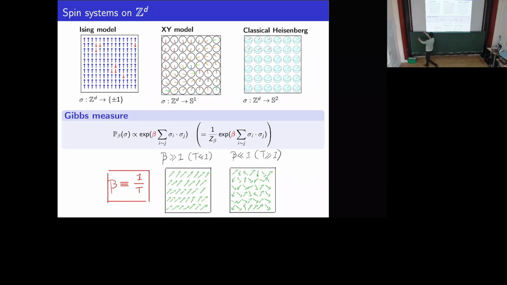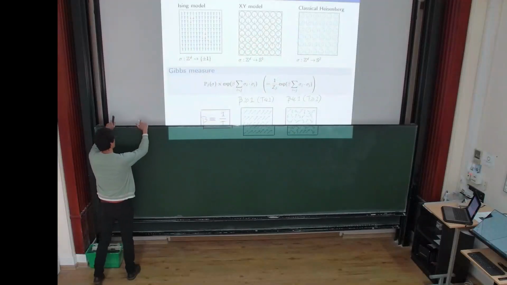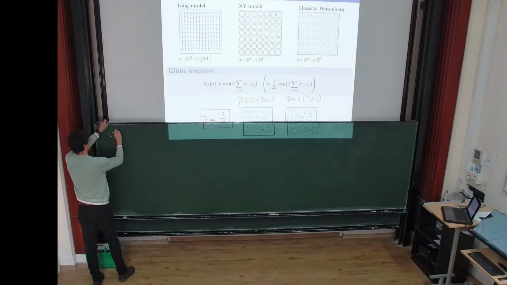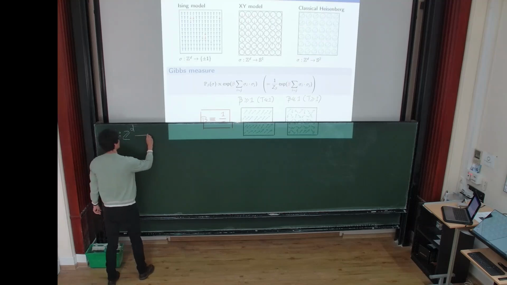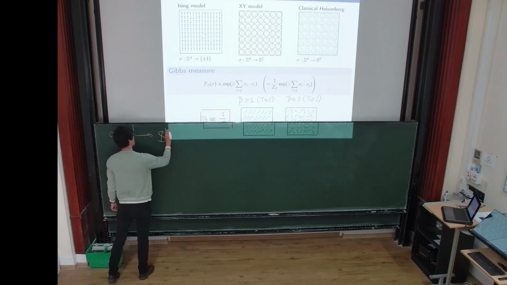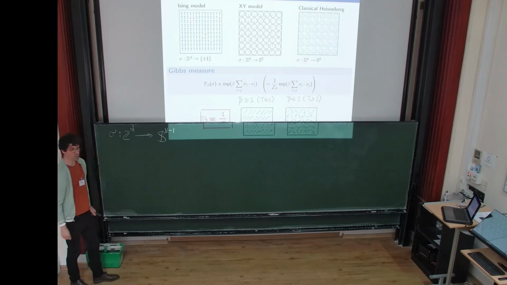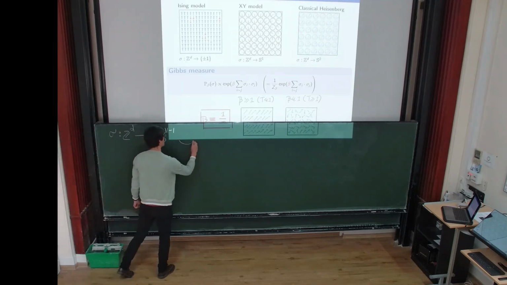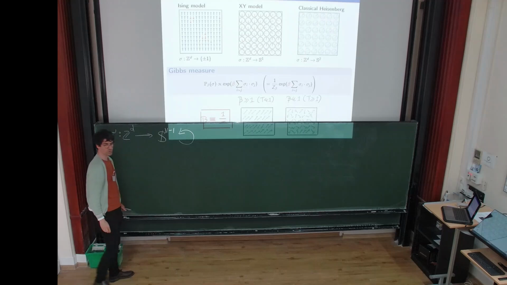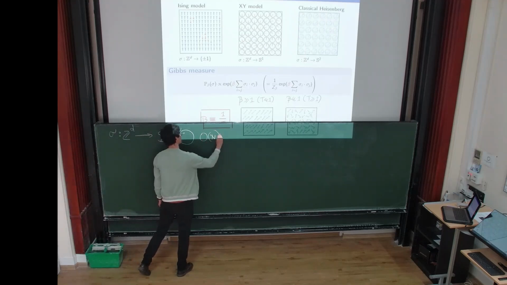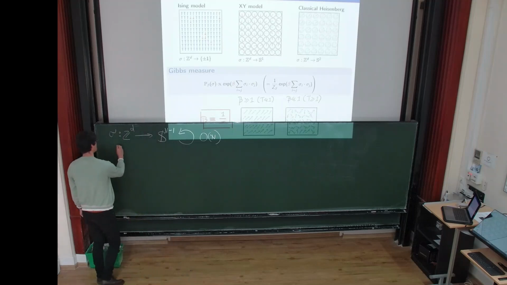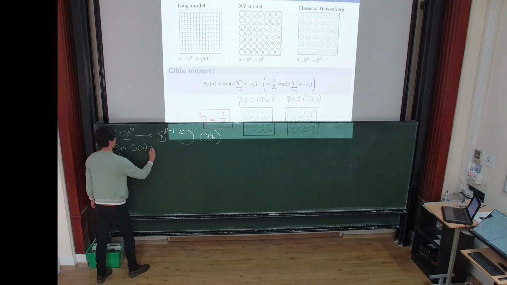So maybe I can add this information here. If sigma goes from ZD to the sphere Sn-1, it's called the spin ON model for the simple reason that the symmetry group of this spin system will be the ON group. And so those are called spin ON model.